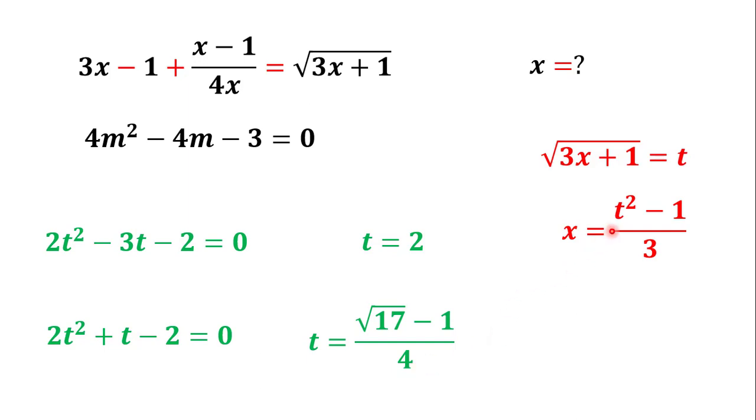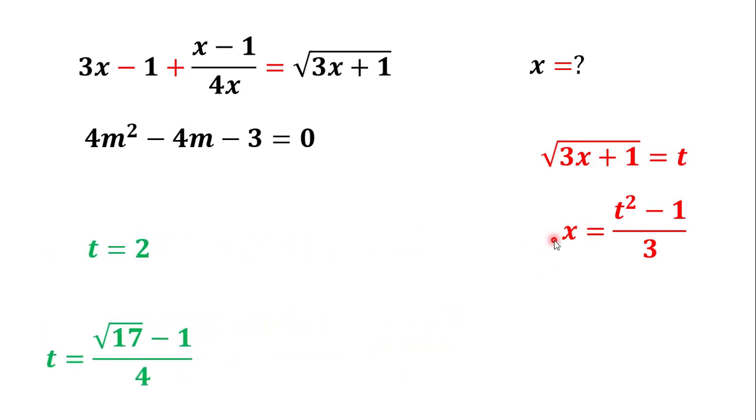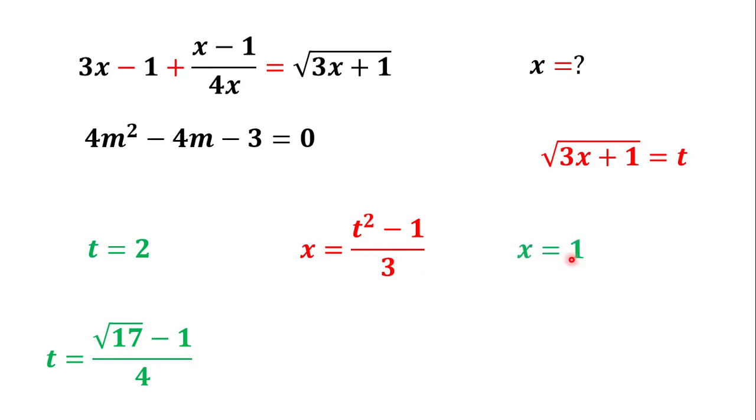Now we need to replace t by these two values in this equation. If we replace t by 2, we're going to get x equals (4 minus 1) over 3, or 1. And we're going to get x equals 1. And if we replace t by this fraction, we're going to get x, it becomes (1 minus radical of 17) over 24.